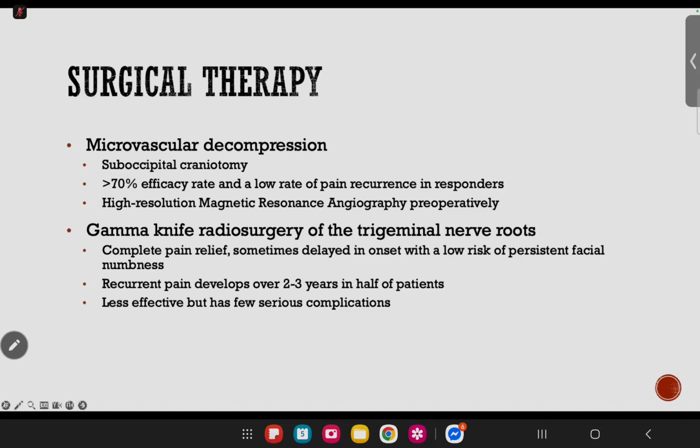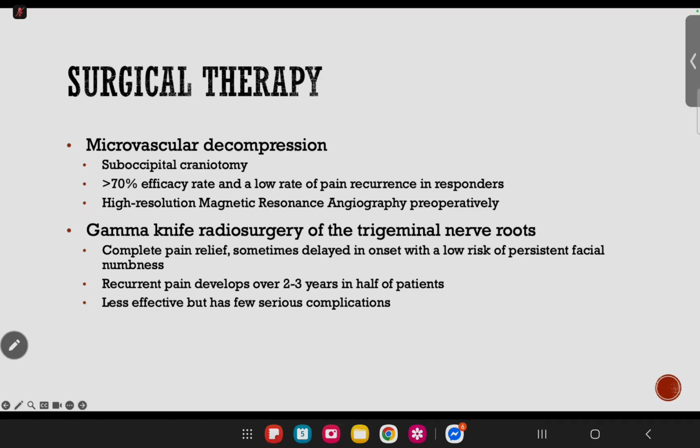So if drug treatment fails, surgical therapy should be offered. The most widely used method currently is microvascular decompression to relieve the pressure on the trigeminal nerve. The procedure requires a suboccipital craniotomy. So what is a craniotomy? It is a surgical removal of a part of the bone from the skull to expose the brain. This procedure appears to have more than 70% efficacy and a low rate of recurrence in the responders, and the response is better for the classic tic-like symptoms.